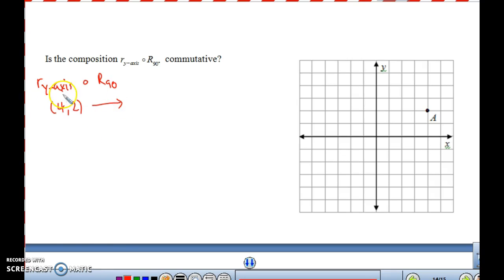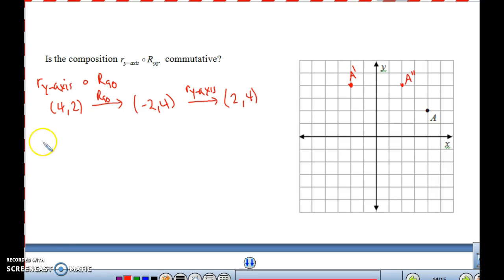All right, so according to this composition, I have to do a rotation of 90 degrees first. Rotation of 90 degrees, remember, is (negative y, x), so I'm going to rotate this 90 degrees. We go this way. That comes out to be negative 2, 4. There's A prime right there. Now I want to then reflect that in the y-axis, and A double prime ends up there. So that puts me at the point 2, 4.